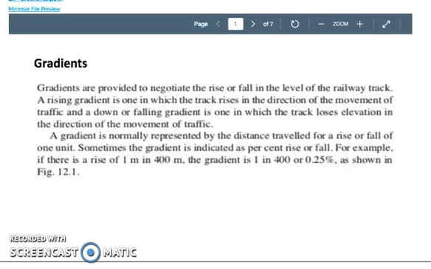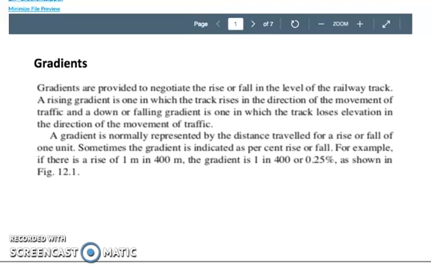So as we identified a while ago, gradients are provided to negotiate the rise or fall in the level of the railway track. So it has something to do with the descent and ascent of the railway track. A rising gradient is one in which the track rises in the direction of the movement of the traffic, and a down or falling gradient is one in which the track loses elevation in the direction of the movement of traffic. So we have to take note that a gradient is normally represented by the distance traveled for a rise or fall of 1 unit.